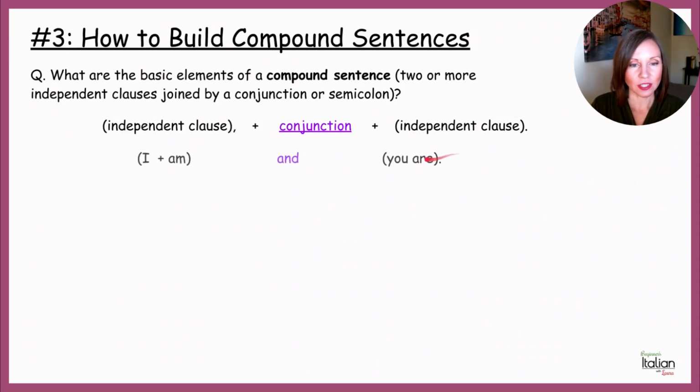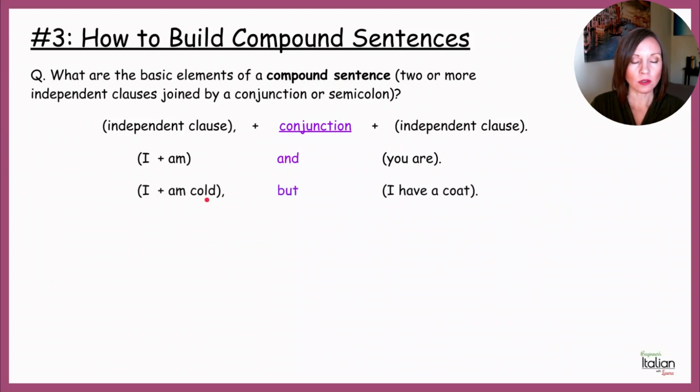Okay, so I'll show you here. So "I am," again, can be a complete sentence. "I am" is an independent clause. "You are" is an independent clause, meaning it could stand alone. And then we just put them together with a little bit of glue here with our conjunction. Okay, so "I am and you are" makes a longer sentence, or a compound sentence.